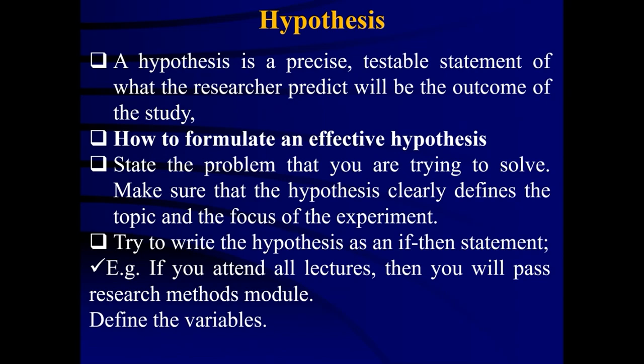So how do you formulate a hypothesis that is more effective? Firstly, you need to state the problem that you are trying to solve, and then you make sure that the hypothesis is clearly defined, on topic, and focused on the experiment. That's very important. You have your pre-thinking in your mind, and then from there you must come up with the experiment in order to prove if that is correct or not correct.